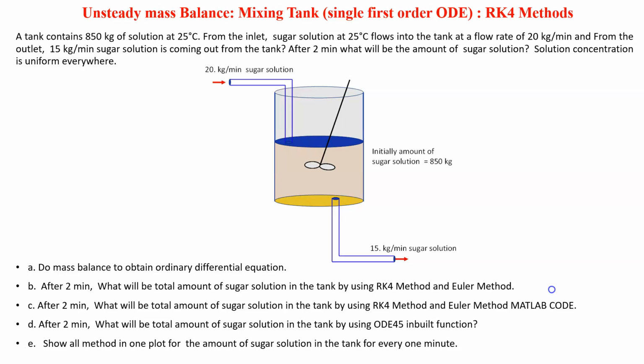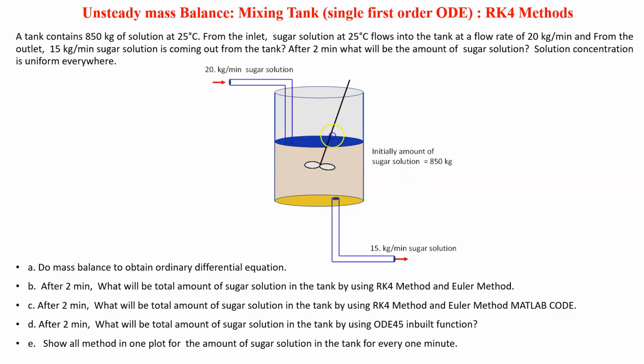Now here the problem is a tank contains 850 kg of solution at 25 degrees centigrade. From the inlet, sugar solution at 25 degrees centigrade flows into the tank at a flow rate of 20 kg per minute, and from the outlet 15 kg per minute sugar solution is coming out from the tank. After 2 minutes, what will be the amount of sugar solution? And the solution concentration is uniform everywhere.